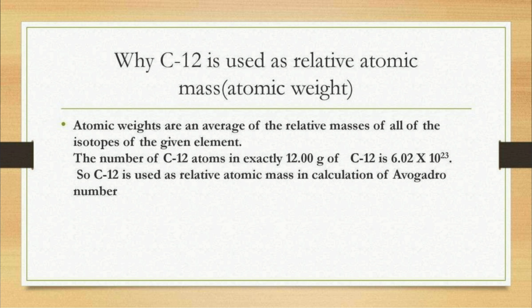So why is C12 used for relative atomic mass? Atomic weights are an average of the relative masses of all the isotopes of the given element. The number of C12 atoms in exactly 12 gram of C12 is 6.02 into 10 to the power 23. So C12 is used as the reference for relative atomic mass in the calculation of Avogadro's number. Also, most things are made up of carbon, and that is why C12 plays an important role here.